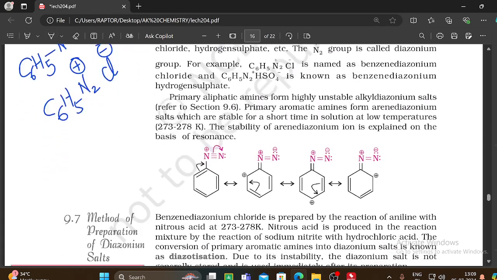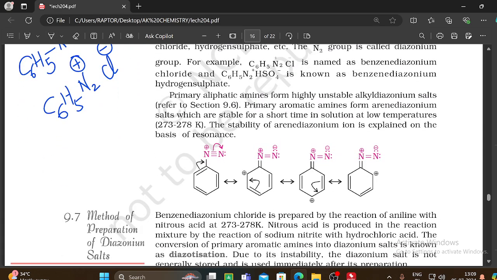So primary aliphatic amines are highly unstable. Why? Primary aliphatic amines form highly unstable diazonium salts.